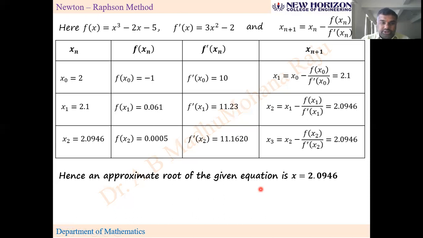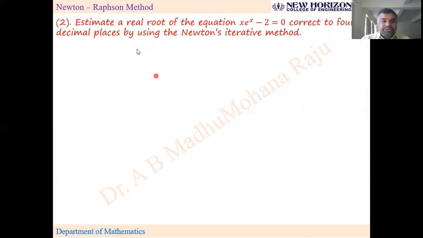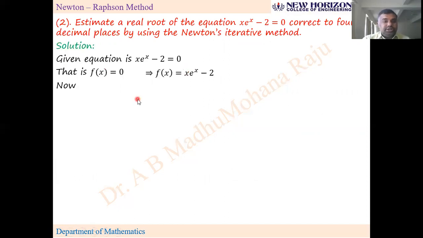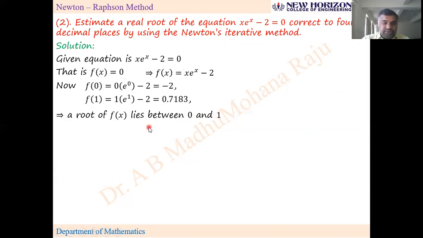Okay, next problem. Estimate a real root of the equation x e power x minus 2 equal to 0, corrected to 4 decimal places, by using Newton's iterative method. Same, list out f of x and then guess two values by the trial and error method. At 0 it is minus 2, at 1 it is 0 point something positive. So the root lies in between 0 and 1, but nearer to which one? At 0 it is minus 2, at 1 it is 0 point something. So the root is nearer to 1. So take x naught as 1.